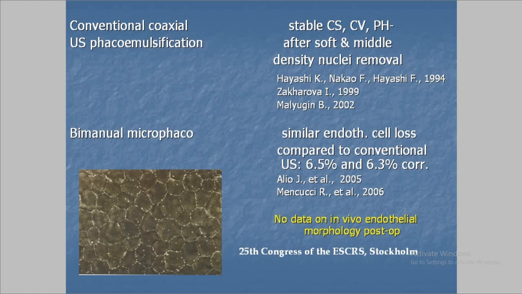So our data on post-phaco endothelial morphometry correlate with other authors like Dr. Hayashi, Dr. Malyugina and Zakharova. When it comes to bimanual technique, now we have information published by Dr. Alio and Mencucci, and now I can also mention Dr. Padroni, who presented to us the morphometrical parameters today. The phaco is comparable, but again, it is for soft and middle nuclei, I would like to emphasize.